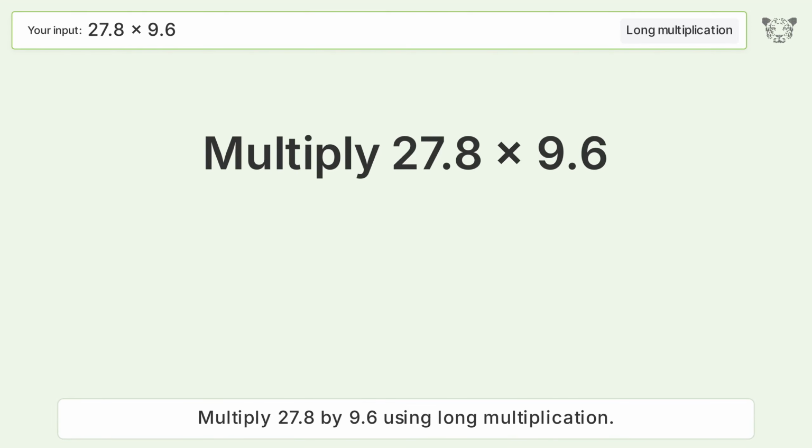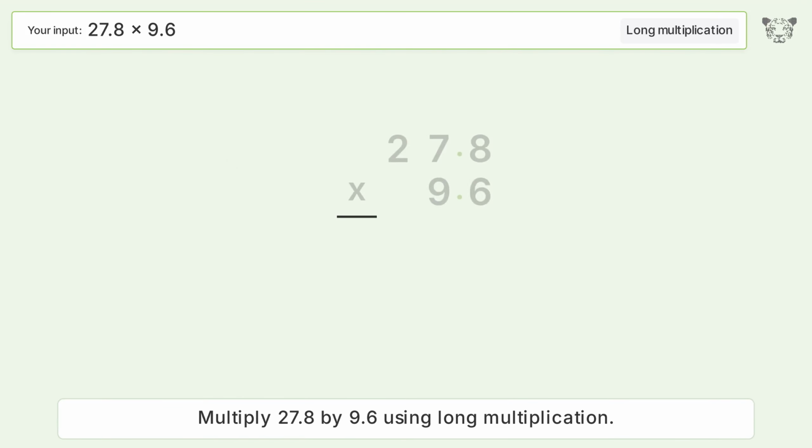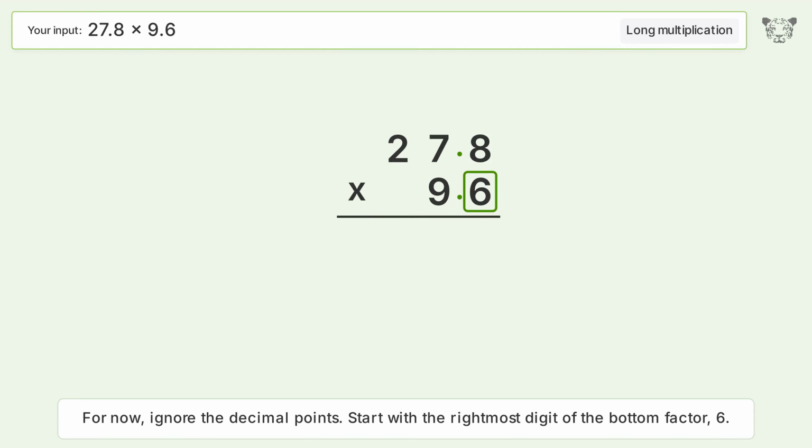Multiply 27.8 by 9.6 using long multiplication. For now, ignore the decimal points. Start with the rightmost digit of the bottom factor, 6.